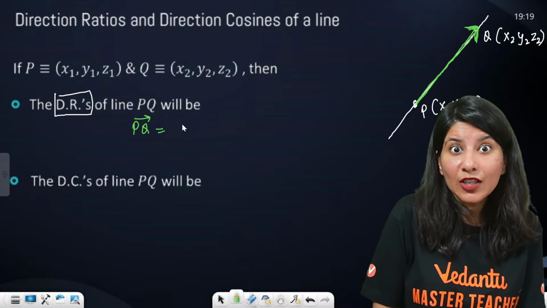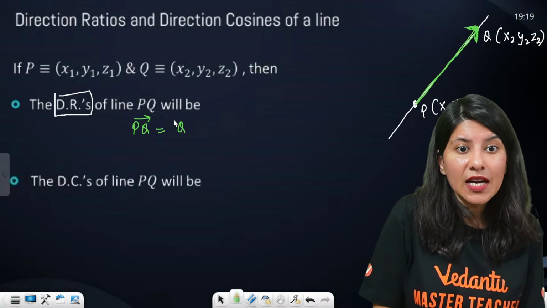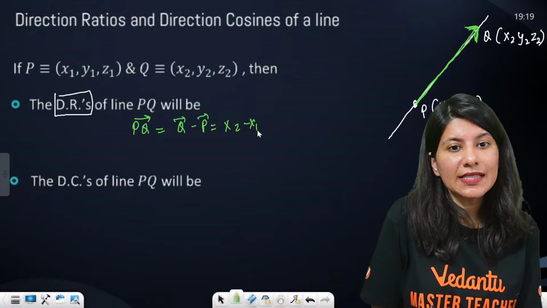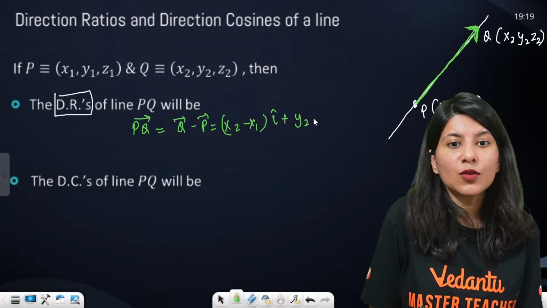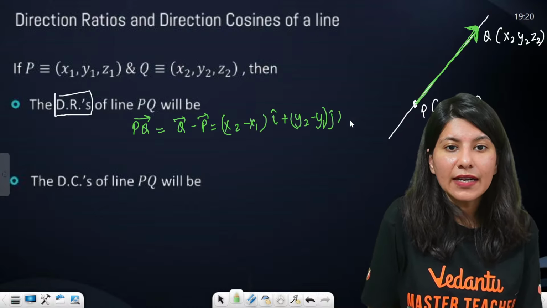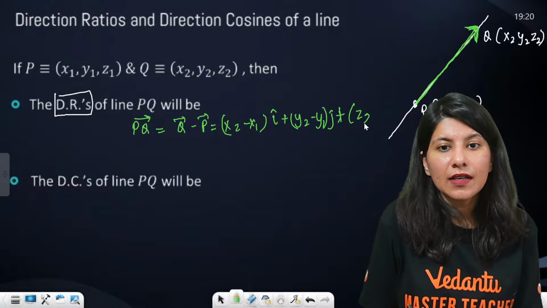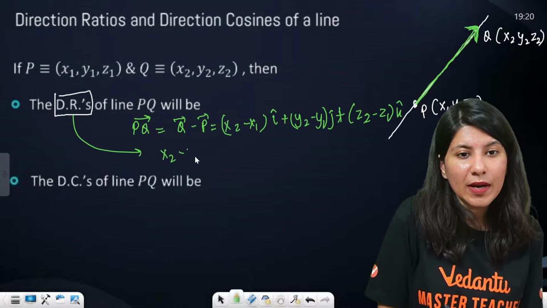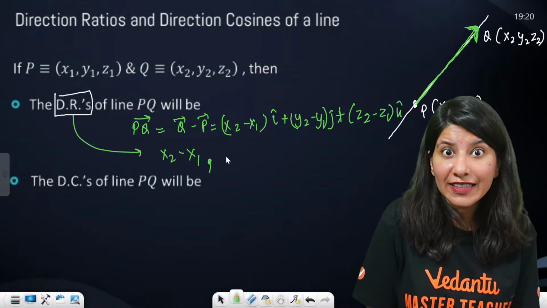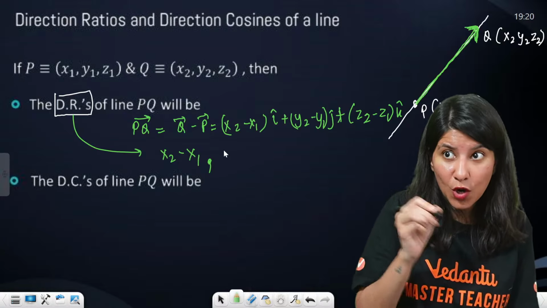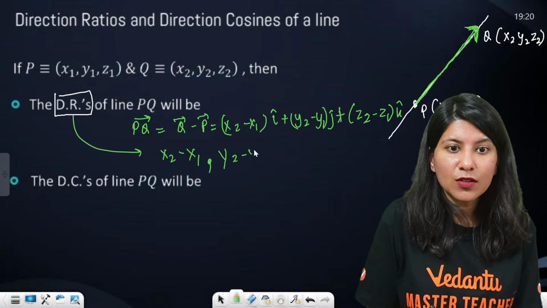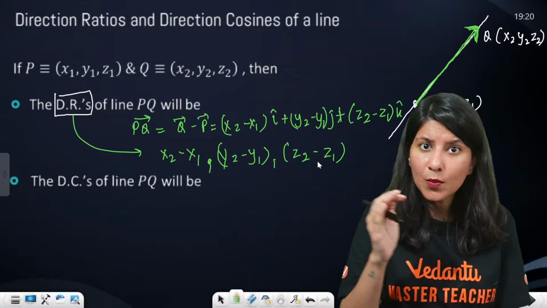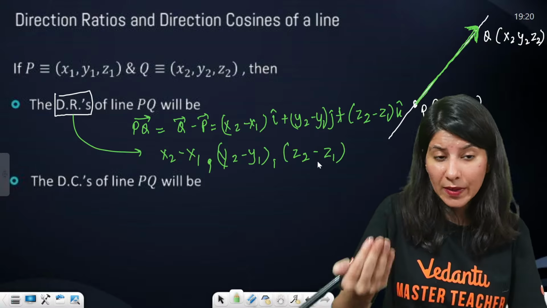So PQ vector we know, we have studied vectors. PQ vector will be the position vector of Q minus the position vector of P. So this is going to be x2 minus x1 i cap plus y2 minus y1 j cap and z2 minus z1 k cap, right? This is the vector. Now the direction ratio will be what? x2 minus x1 comma y2 minus y1 comma z2 minus z1. This is the way of writing direction ratio, not in vector form, but in comma form, just writing the x, y and z components respectively.